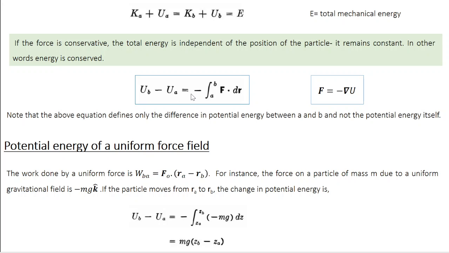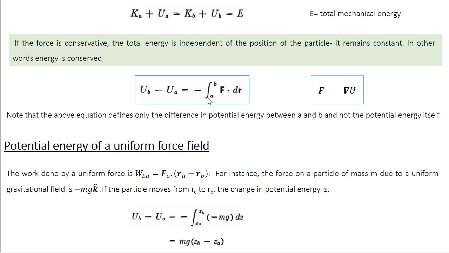And many a time, potential energy is related to distance as 1 over R. So there is an inverse relation, which means when R increases, the potential energy decreases. So you can choose A at infinity. At infinity, 1 over infinity is 0, so U of A equals 0. So U of B equals minus integral from infinity to B of F dot dr. This is one way of defining potential energy at a point.